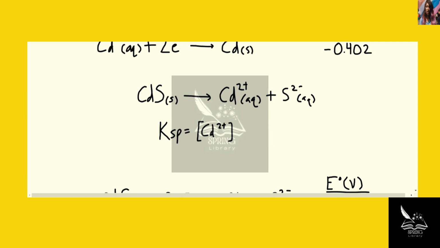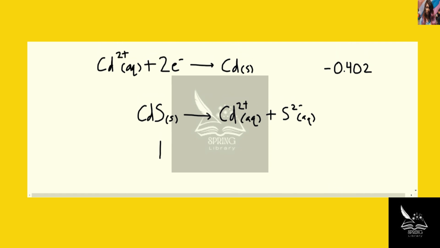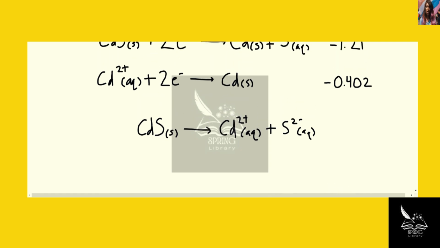So we need to rearrange the given half reactions in order to resemble this solubility reaction. And then once we have that, we can calculate based on the standard reduction potentials what the value is of the overall cell potential, which we can use in the Nernst equation to help us determine what the value of the equilibrium constant K, and in this case, a solubility constant Ksp is for CdS.